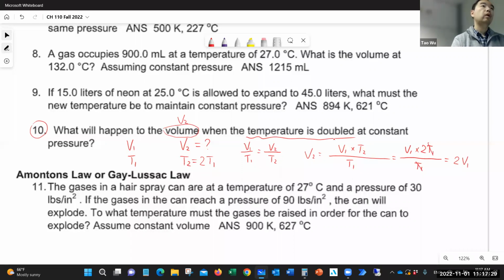So what happened to the volume? Volume is also doubled, right? Yeah. So that is why this is a relationship. We talk about increasing the temperature, the volume will also increase. You increase the temperature 2 times, you double the temperature, then the volume will also be doubled. So this is the relationship between the volume and the temperature. That is Charles' law. Does it make sense? Yeah. So this is the Charles' law that we're talking about. Okay, so this is the gas law for Charles' law.